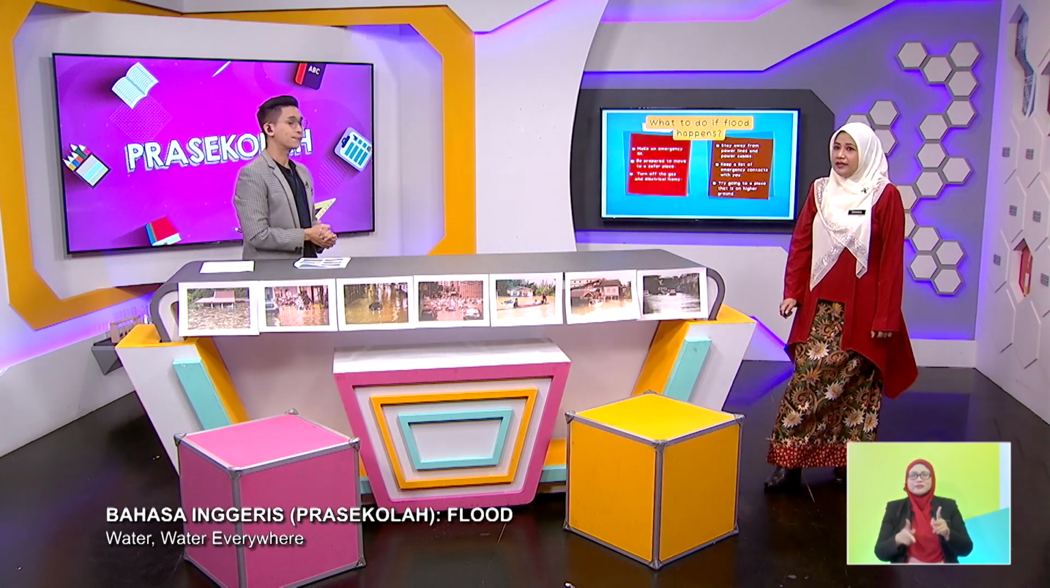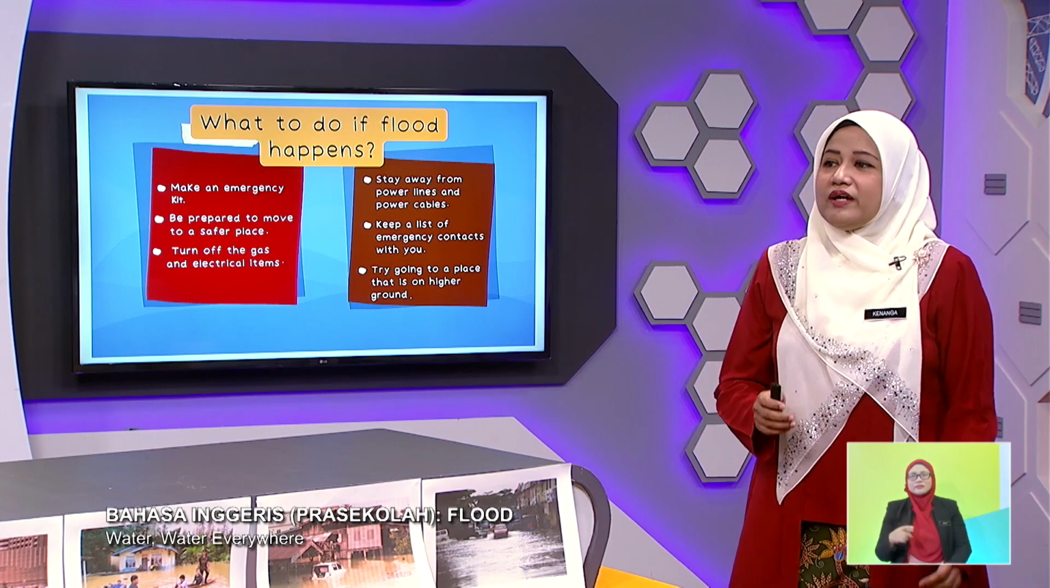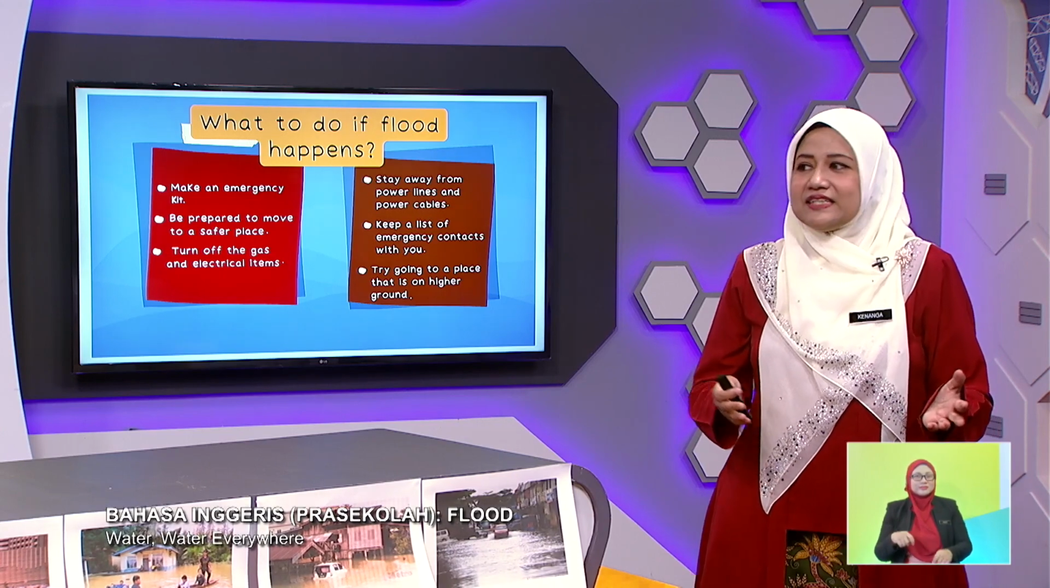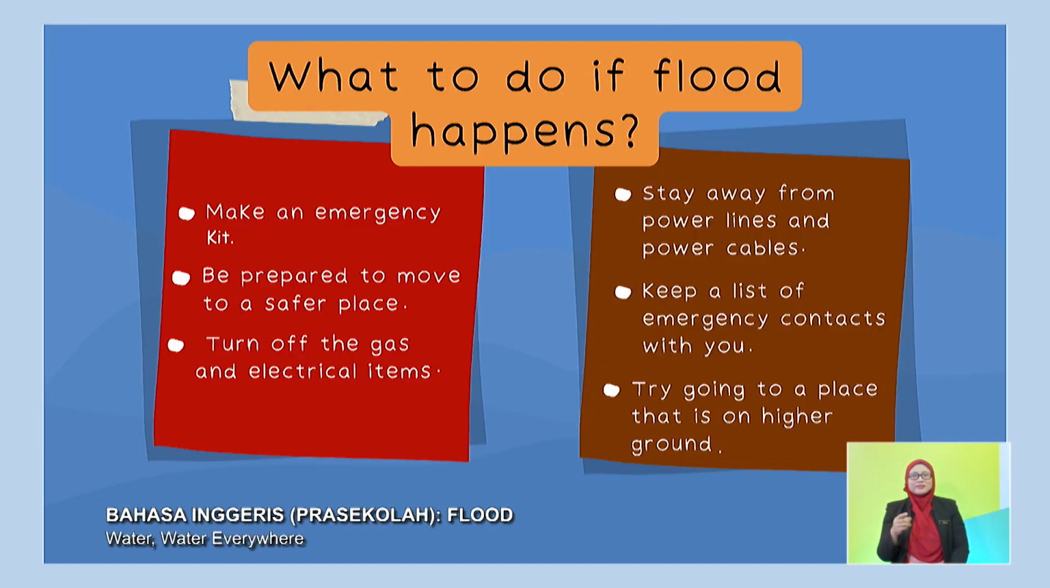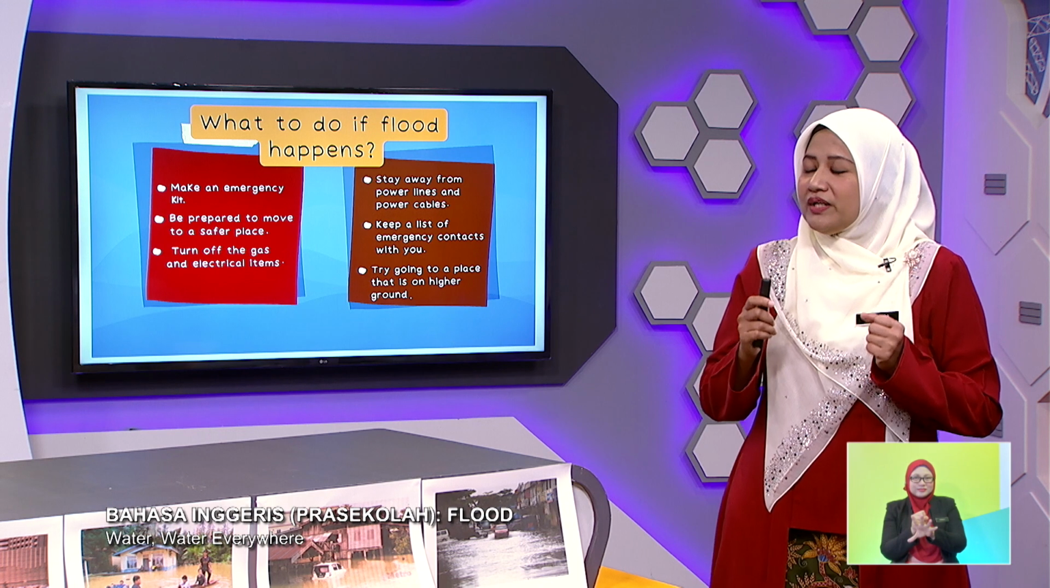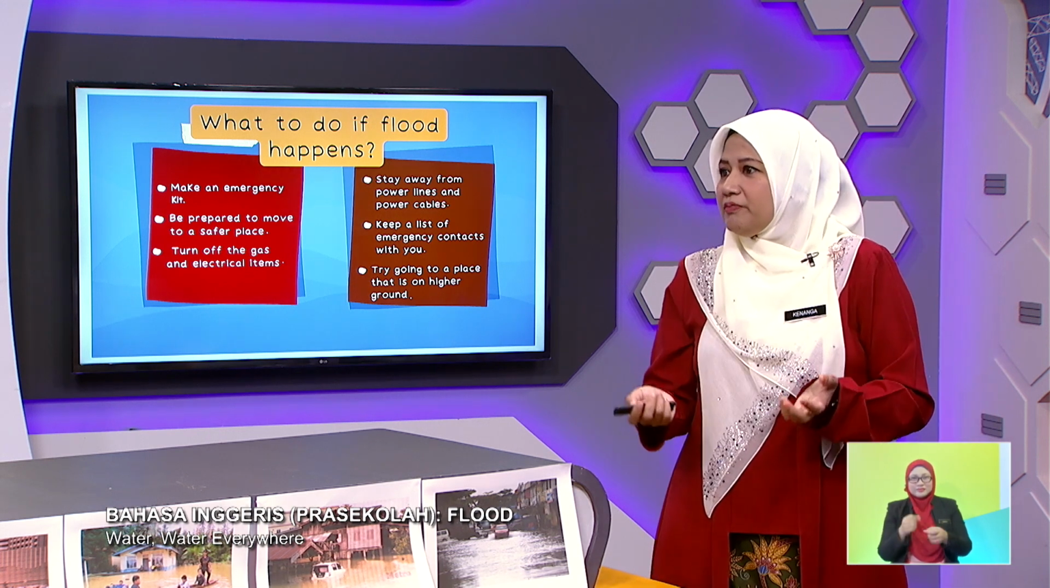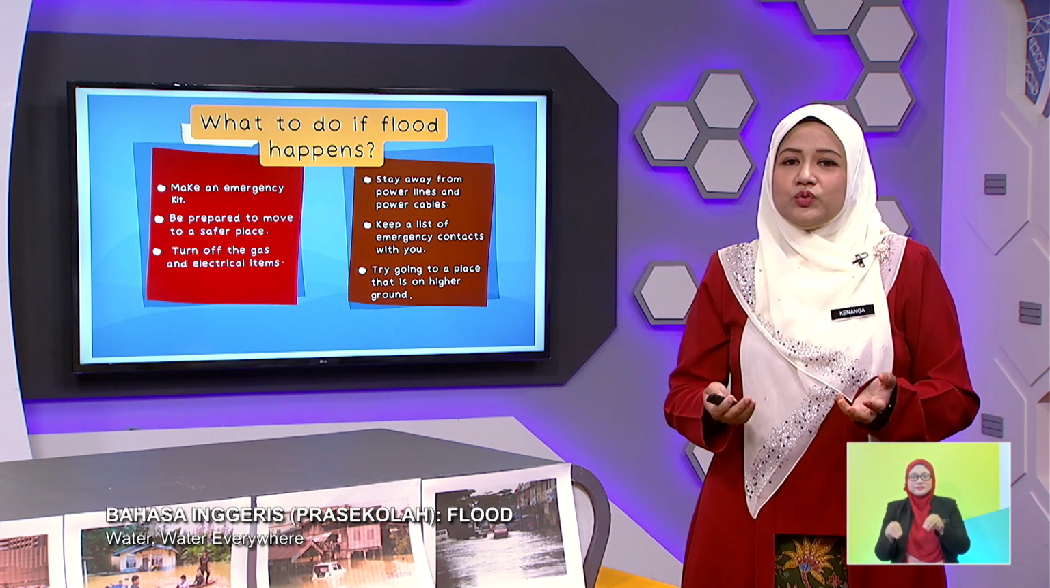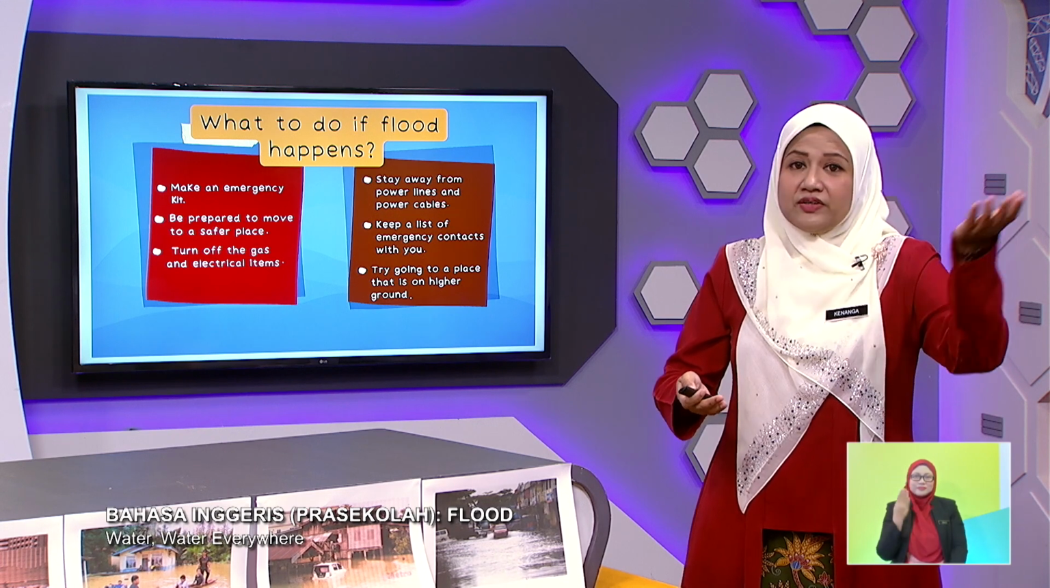Okay, when a flood happens, you have to make sure you have an emergency kit. Such as the one that we packed just now. Blankets. Some medicines. Some food. Water supply. Torchlights. Right. Okay. And then you have to be prepared to move to a safer place. Okay. Normally we go to a higher level, higher ground.